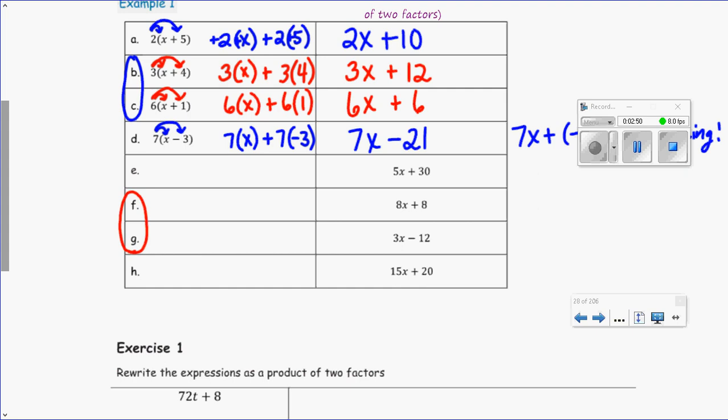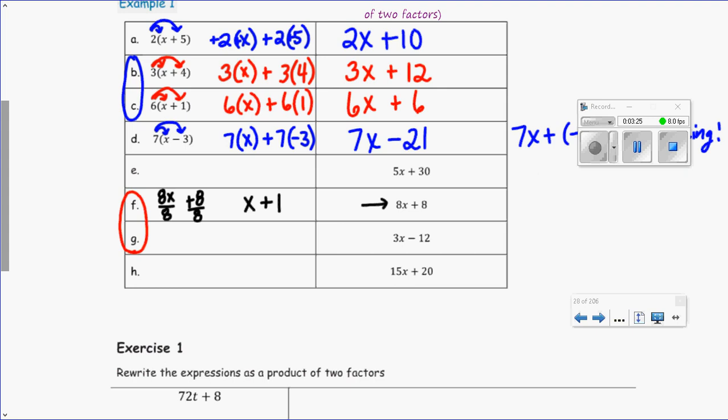Okay, so for letter F, well, for all of these, you're looking at what goes into both terms. So for this one, what number goes into both 8x as well as 8? That's pretty easy because it's the same number. So obviously that number goes into both of them. So how we can write it is 8x divided by 8 and positive 8 divided by 8. If I take 8x divided by 8, that leaves me with just x. And if I take 8 divided by 8, that's positive 1.